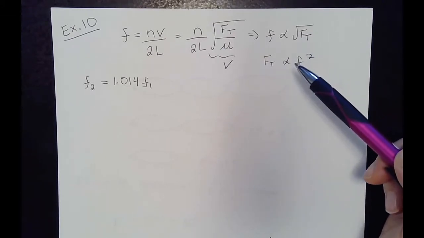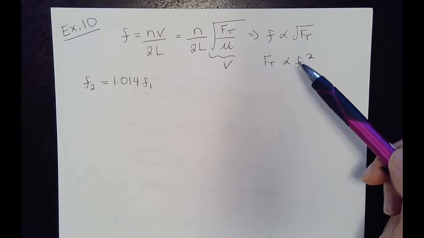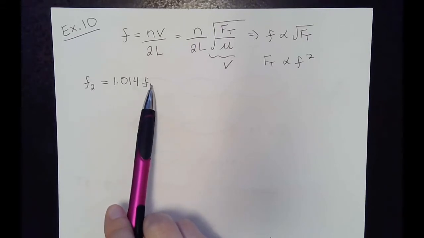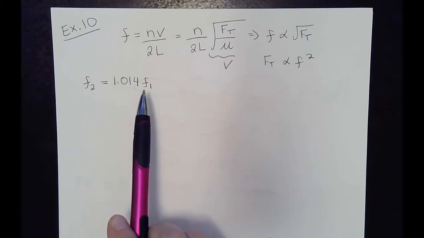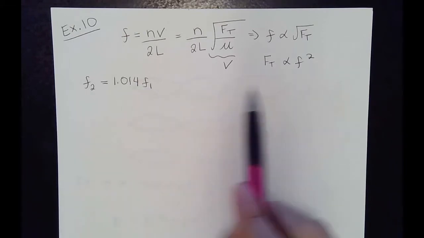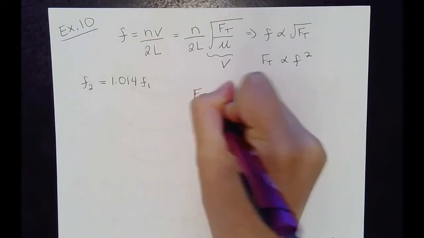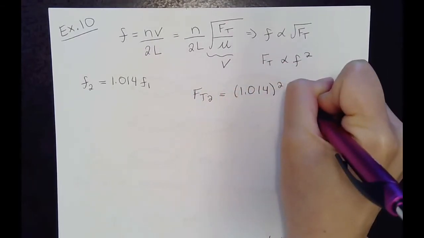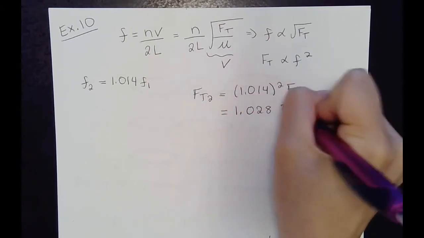So one of the strings was too low by 1.4%. So when we tighten that string, we're going to increase the frequency. So we'll have f2 equals 1.014 f1 in order to get that to the right note. So that's what we want to happen. And so that means that our tension is going to have to change with the square of the frequency. So we'll have F_T2 equals 1.014 squared F_T1. And if we do square that, it's 1.028 F_T1.